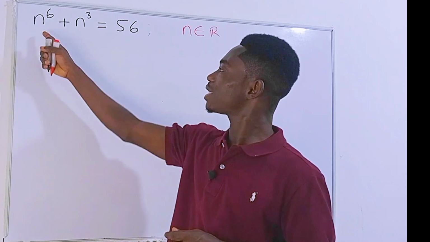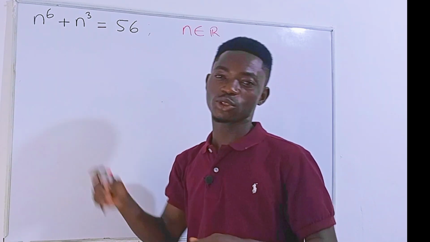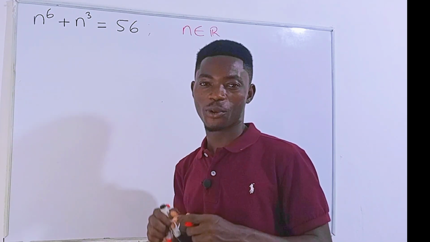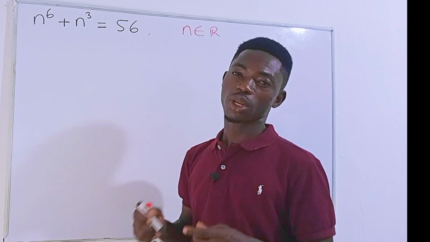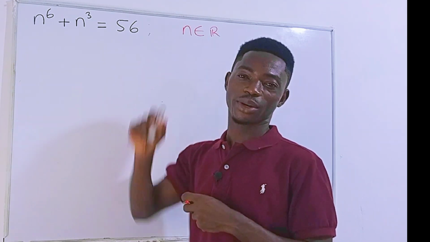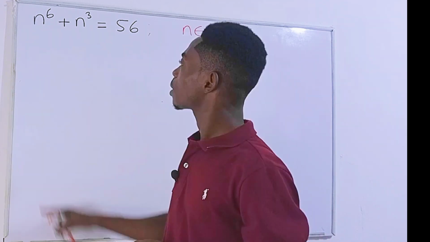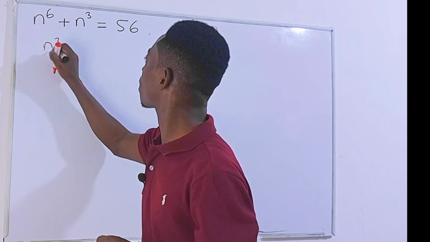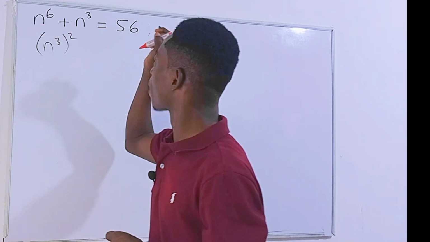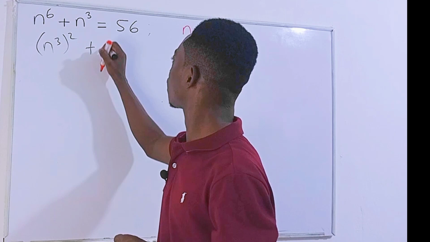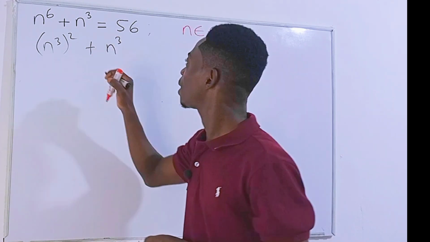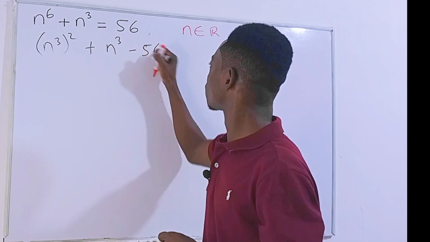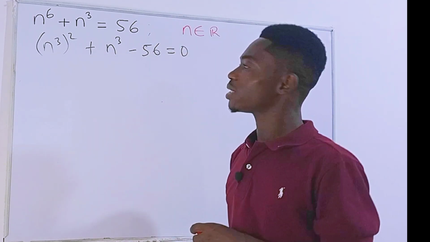In fact, looking at the nature of this problem right here, there might be so many ways of solving it, but I guess using substitution method would be the best of all because that would be the easiest approach. So let's use substitution method to figure out the value of n. Let's get started. This n to the 6th power right here would be written as n to the 3rd power, then to the 2nd power, then plus this right here, that is n to the 3rd power. Then I'm gonna transpose this 56 so that we get minus 56 and everything is equal to 0, just like that.